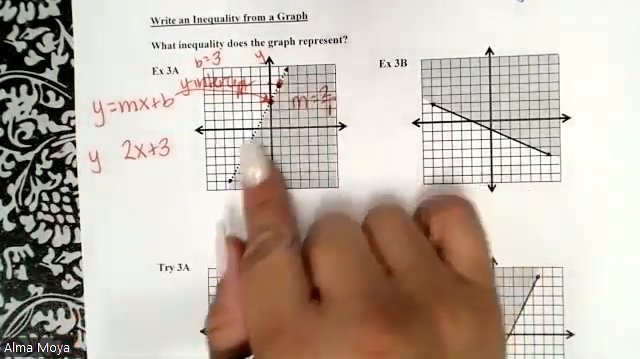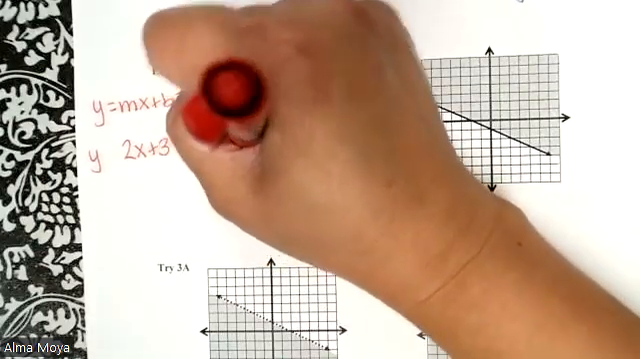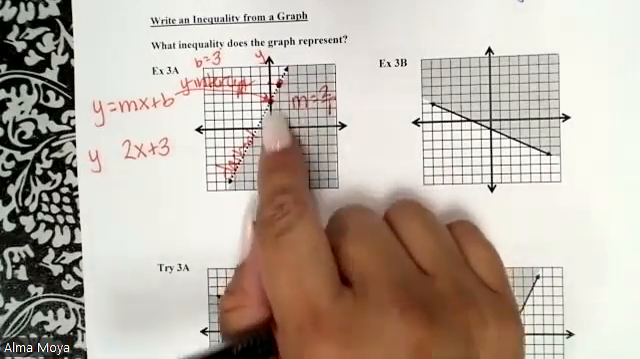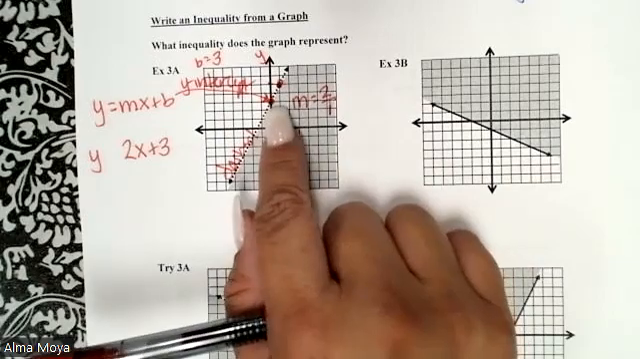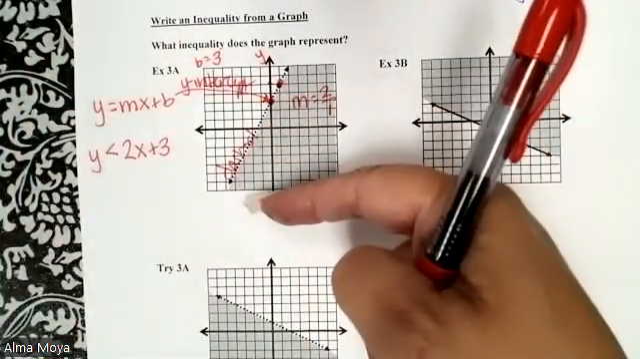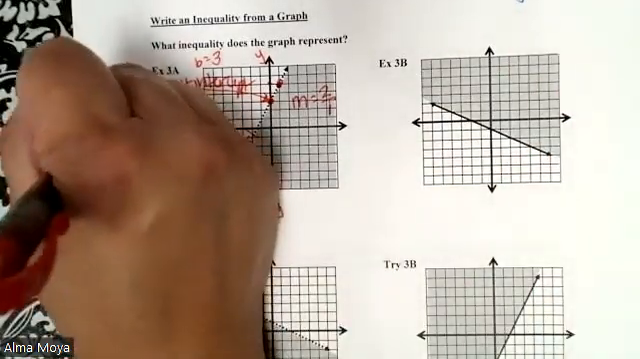Now the inequality. This is going to be a dashed line. We see that it's dashed, so I don't want an equal to sign. And this is below the line. Because it's below, think about it: is it less than or greater than? It is less than, because it's below the line. And look, it is dashed. I didn't draw a line on the bottom.